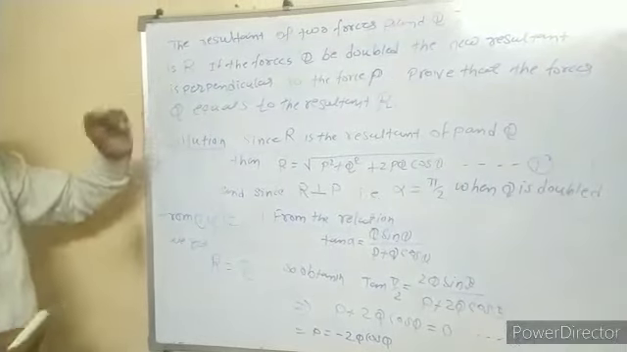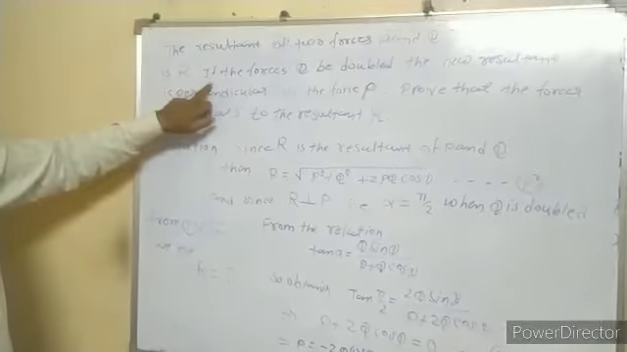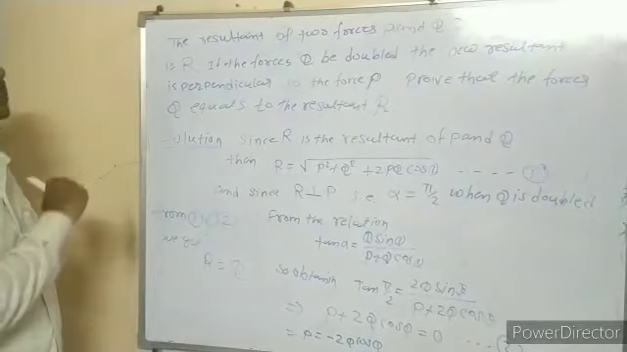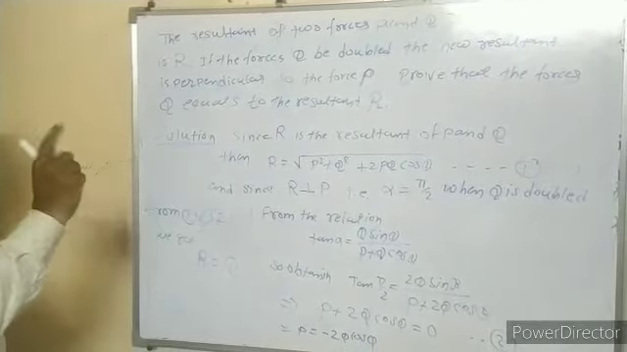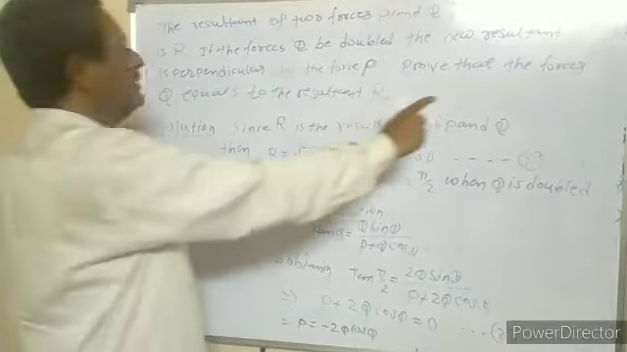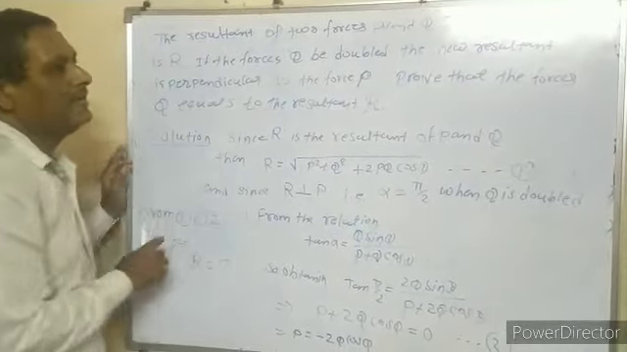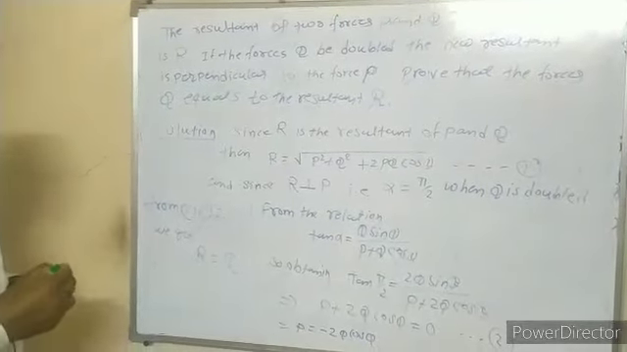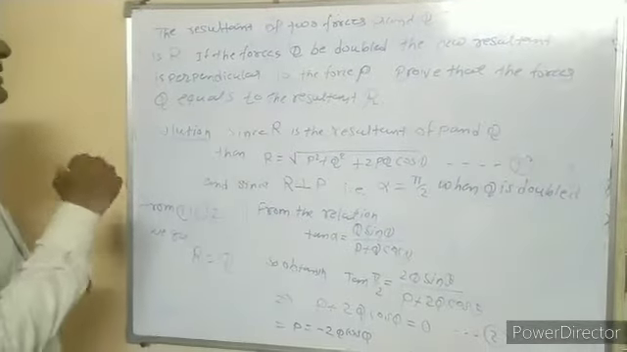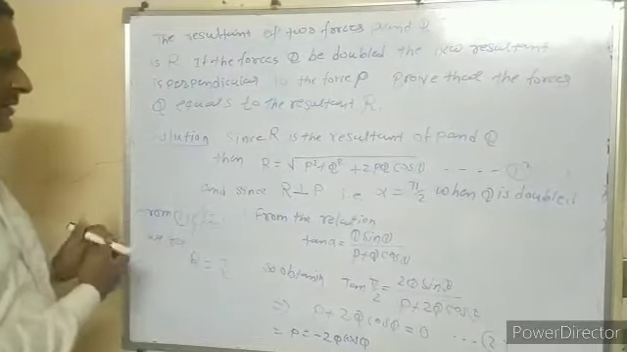Now, the resultant of two forces P and Q: if the force Q is doubled, the new resultant is perpendicular to the force P. Then prove that the force Q is equal to the resultant. That is, the resultant R is perpendicular to P, Q is doubled, and then the resultant will be equal to Q. In this case we consider just the formulas.